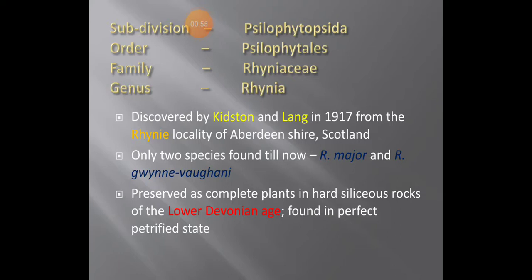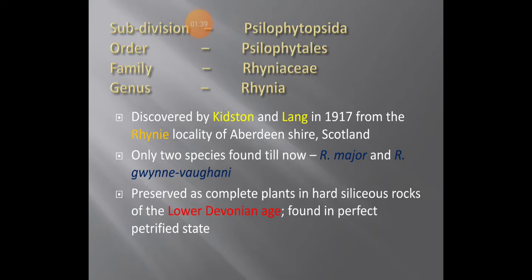This fossil was first discovered by Kidston and Lang in 1917 in a locality called Rhynie, near Aberdeen in Scotland. Since the place is Rhynie, they named it Rhynia. Only two species of Rhynia are found as fossils: Rhynia major and Rhynia gwynne-vaughanii. These two materials are preserved as fossils.